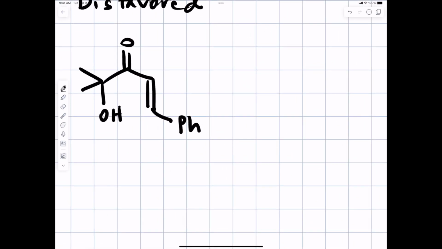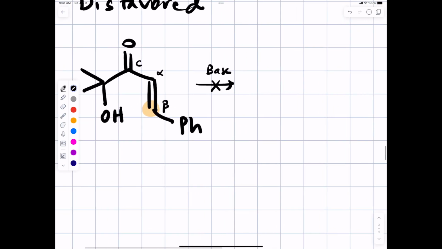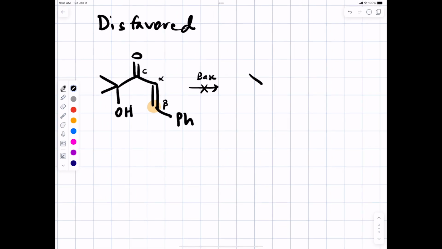All right, this is an alpha-beta unsaturated carbonyl compound. Here's the atom that's going to get attacked. The idea here would be to do a base-promoted cyclization to make the alkoxide, and then to have the alkoxide attack the beta carbon via conjugate addition. But the problem is that the reaction doesn't work. Let me draw the desired product. It would be this lovely 5-membered ring.